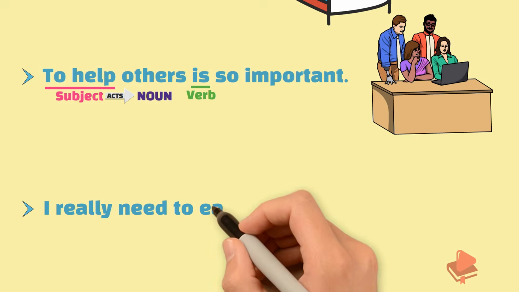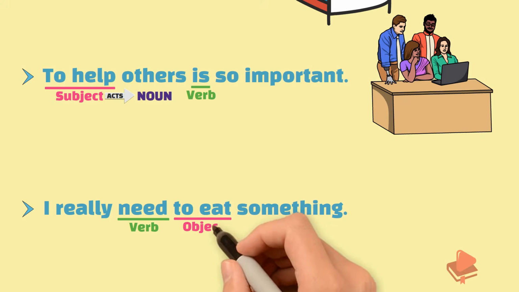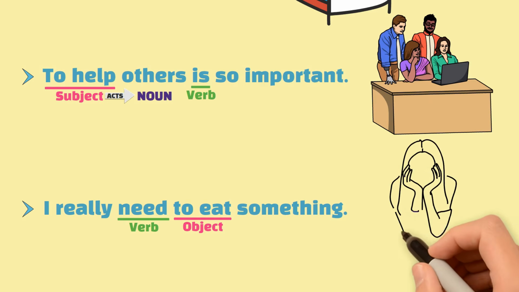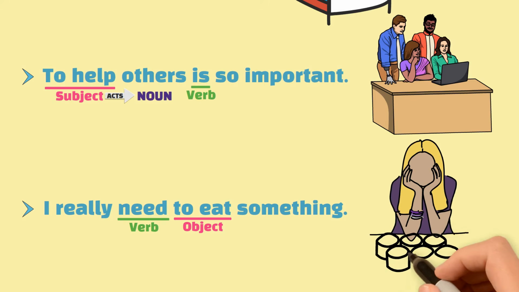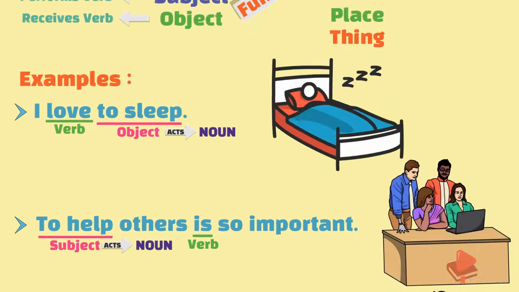I really need to eat something. In this sentence, the verb is need. To eat is the object of the sentence. This means that the infinitive functions as a noun in this sentence. Here, to eat is used as an object in the sentence, so it acts as a noun. So now we know how infinitives are used as noun.